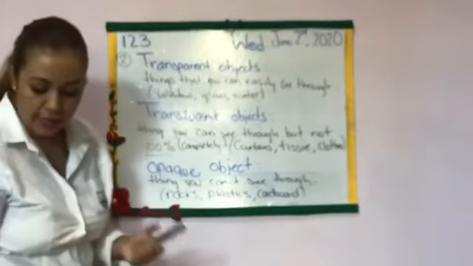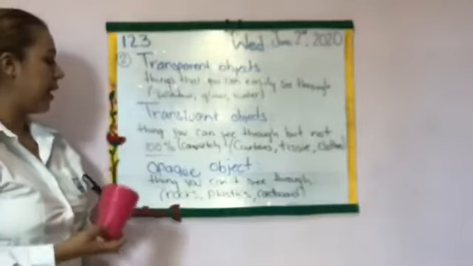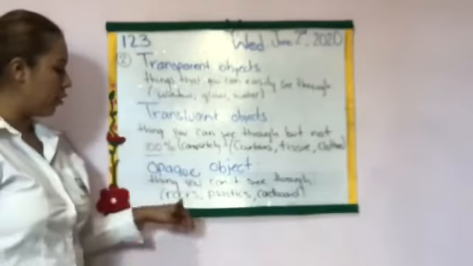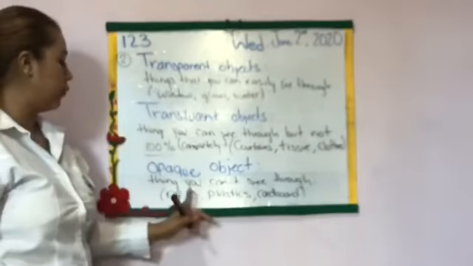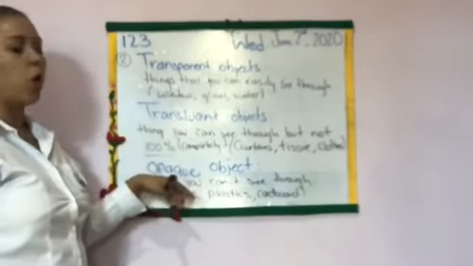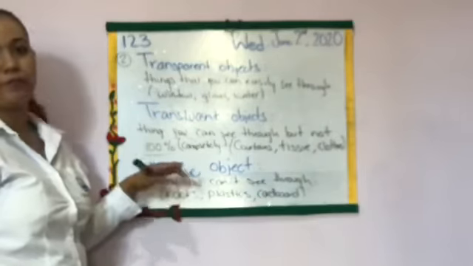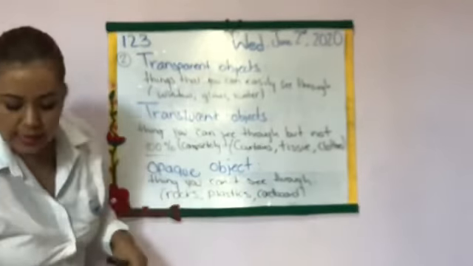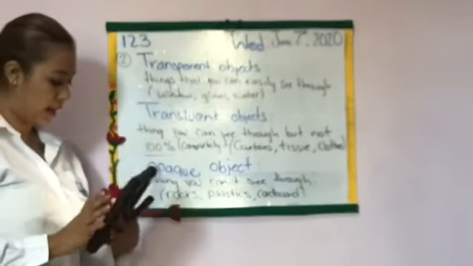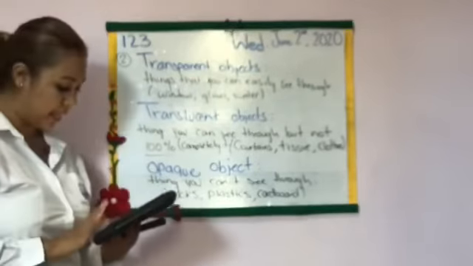Opaque objects, things that you can't see through, like rocks, plastics, or cardboard. Even a wall is not something transparent, it's opaque, okay? Opaque, sorry. Okay, so this is activity number 4, the answers that you could possibly have.